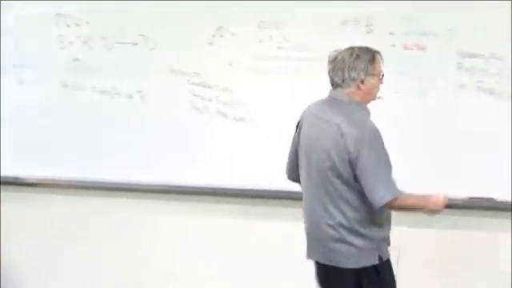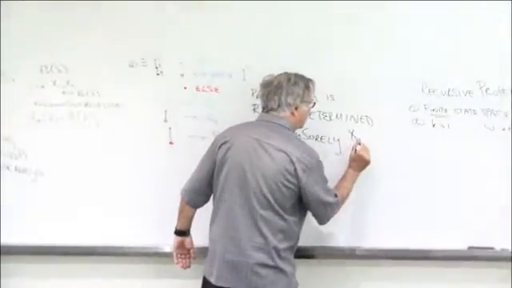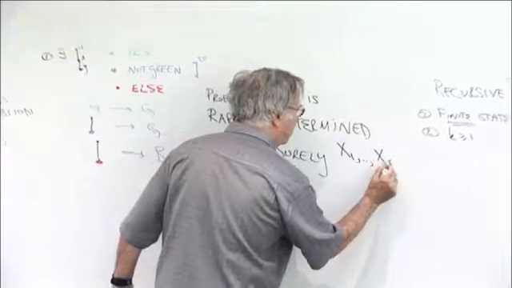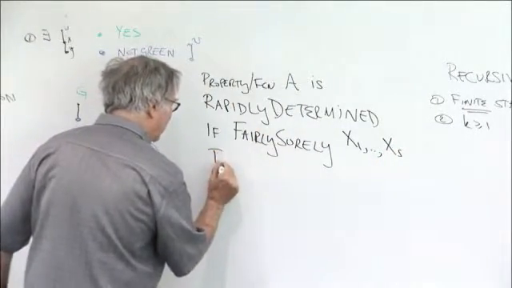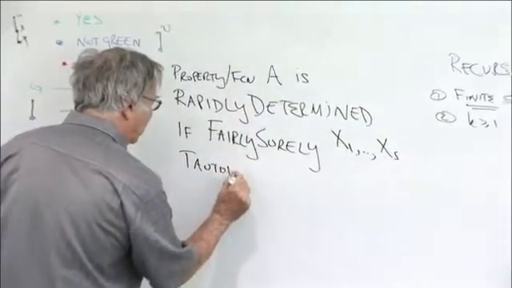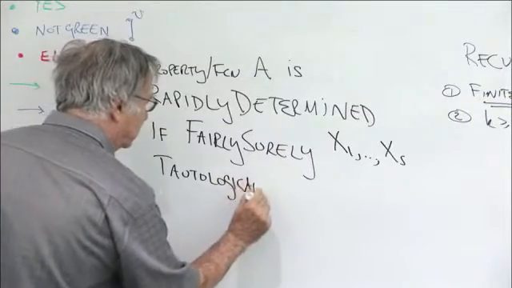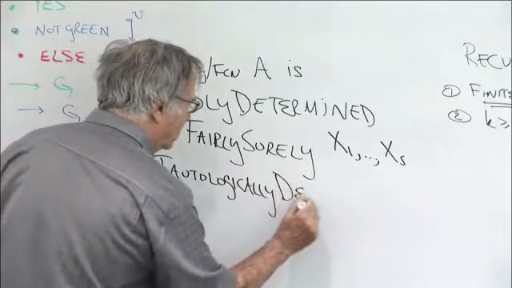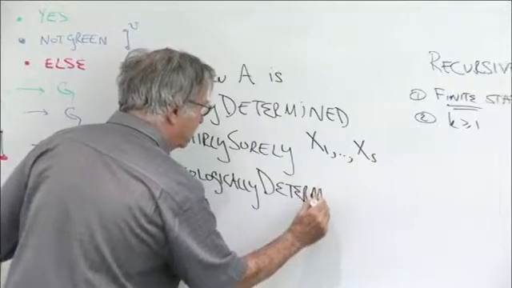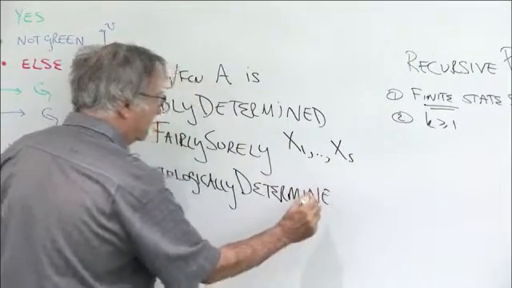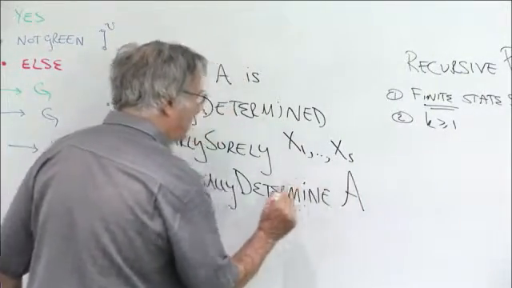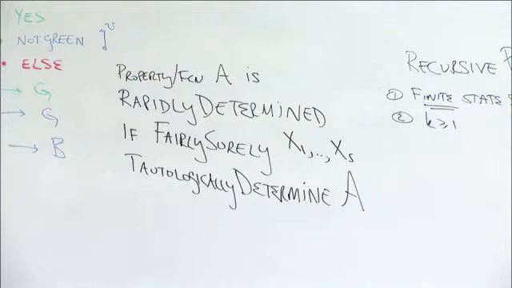If fairly surely x1 through xs, let me emphasize it by writing tautologically, determine either the veracity of the property or, maybe it's a function. In fact, the actual thing is we're going to look at the Ehrenfeucht value.